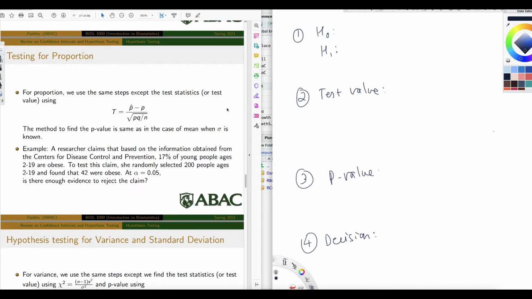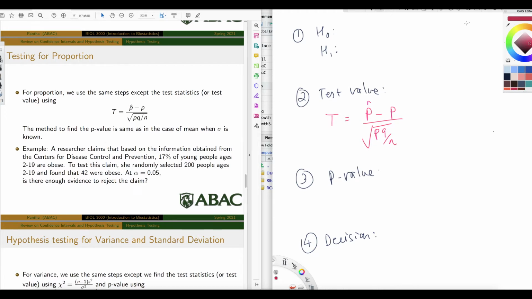Again, you saw these things in the statistics class. This is just a review, okay guys? So for a proportion, all the steps are the same. The only difference is that the test value formula is a little bit different. The test value formula for the proportion is z equals p hat, the sample proportion, minus p, the population proportion, divided by the standard error, so the square root of pq over n. That's what you see there. Then the p-value method is exactly the same as we did for the mean when sigma is given, and the decision is also the same. Okay, so let us do one example.